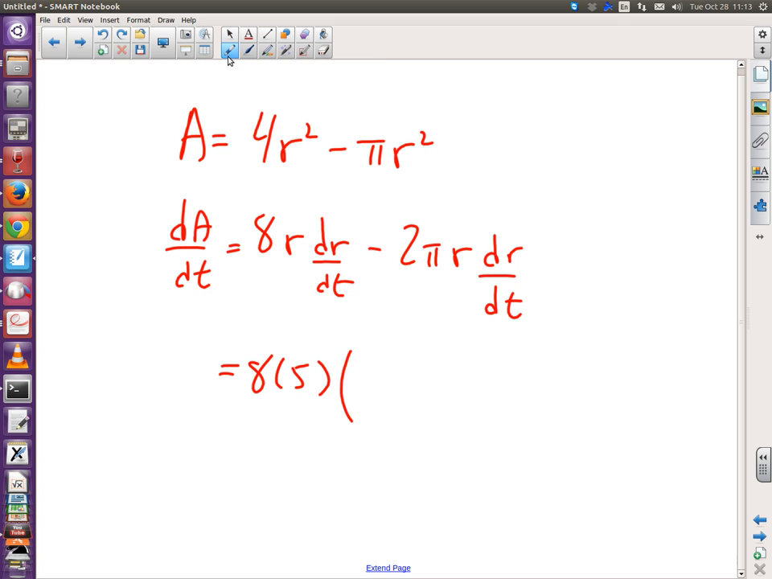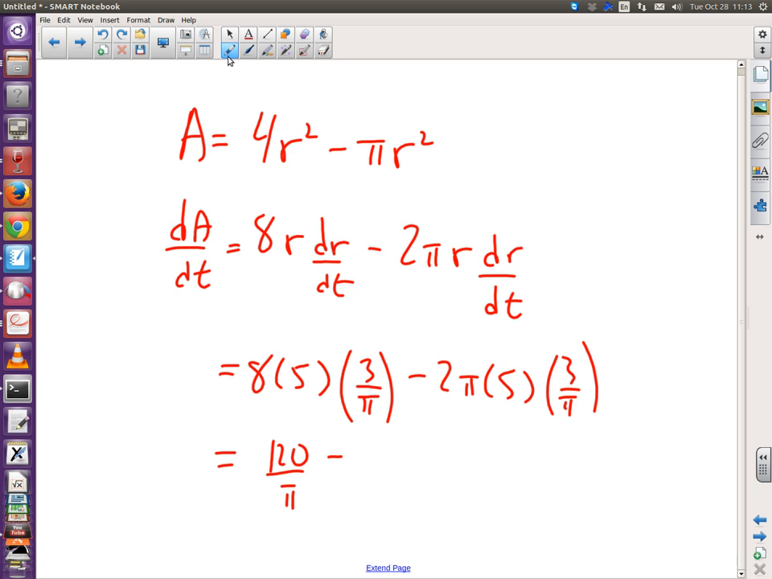The dr/dt is 3 over pi. They should have said that the rate of change of r is not changed between part A and part B, whatever. Minus 2 pi times 5 times the same thing. And we'll clean this up a little bit. Let's see, 120 over pi minus, here the pi's cancel, and you get 30. Whatever that is, that quantity. Now that's the dA/dt, so that's square inches per second.